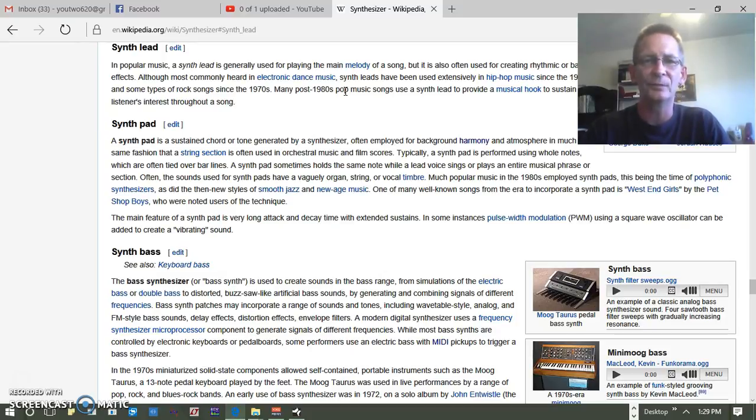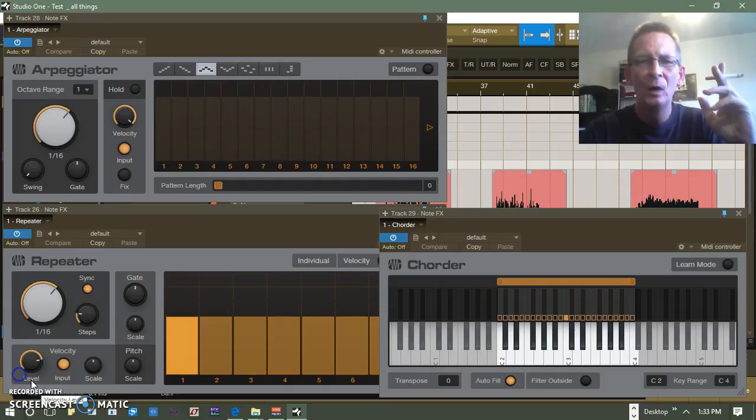And the synth lead is basically for working with melody lines. So I just kind of wanted to cover that really quick, and we're off to look at some other parameters on synthesizers. Some things that could be on your synthesizer or as separate plugins.